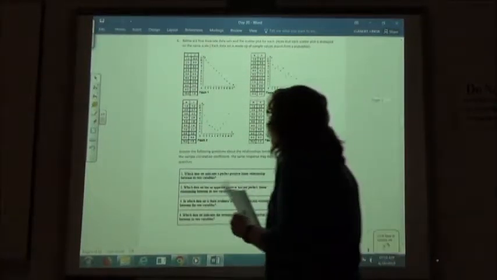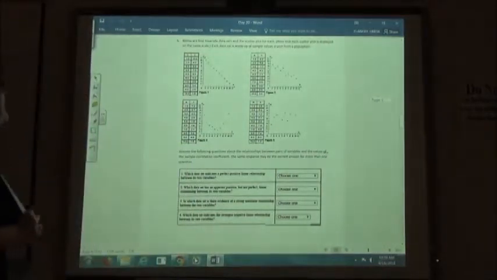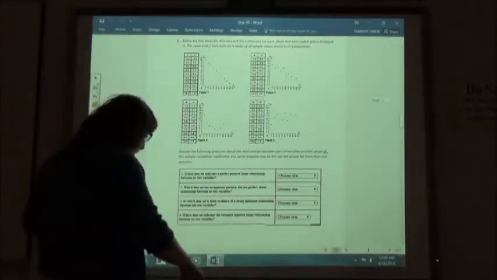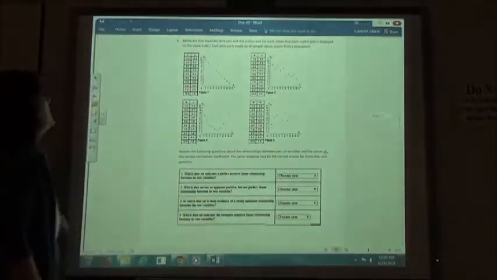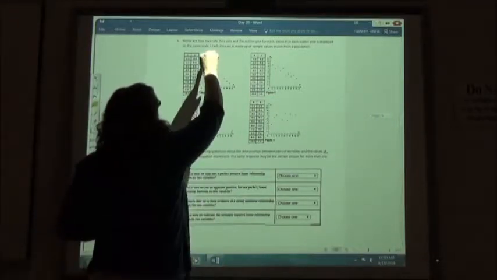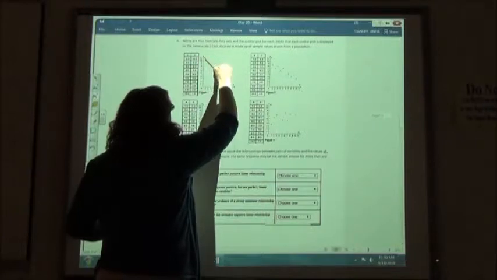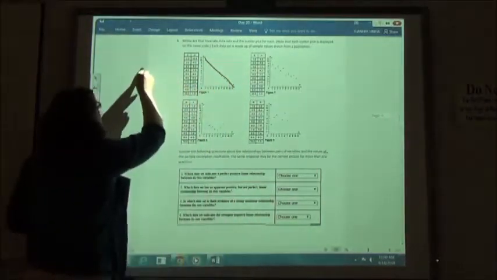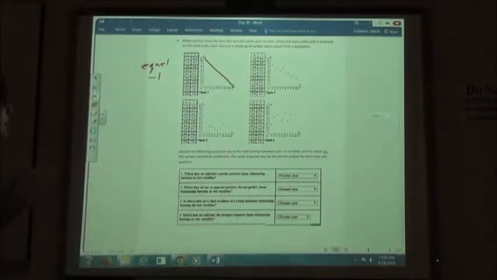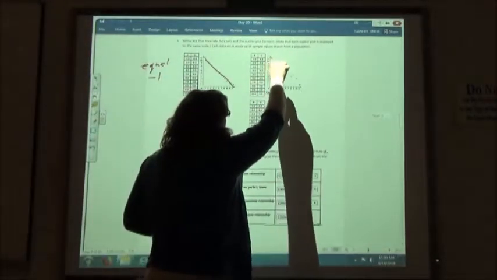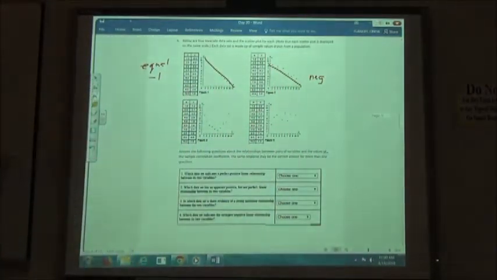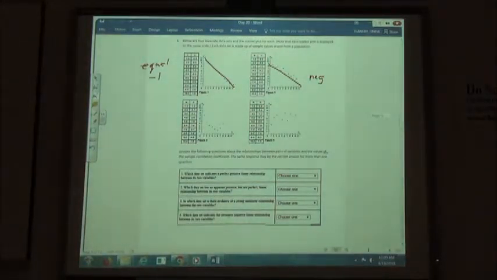Number 6. Here again, below are 4 bivariate data sets and the scatter plot for each. Note that each scatter plot is displayed on the same scale. Each data set is made up of sample values drawn from a population. So on this one, notice my dots are all in a straight line. My line is going downhill, so it's exactly equal to -1. It's -1. This one, if I drew my line of best fit, is negative. Didn't quite get that in there in the right spot, but it is negative, but it's not exactly equal to -1.